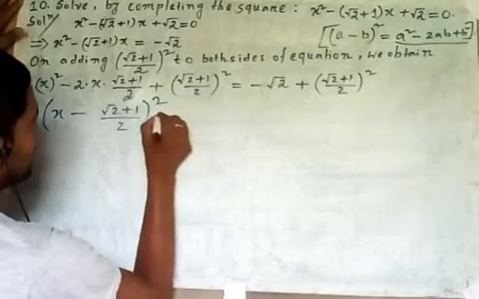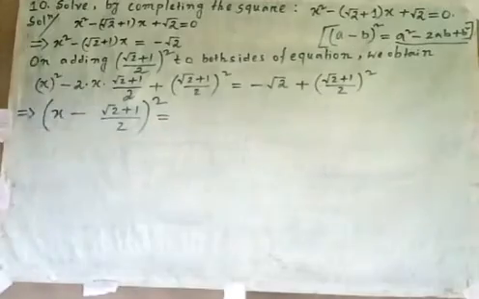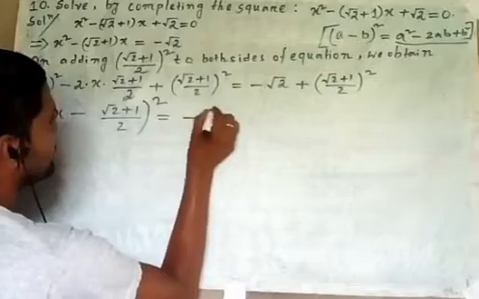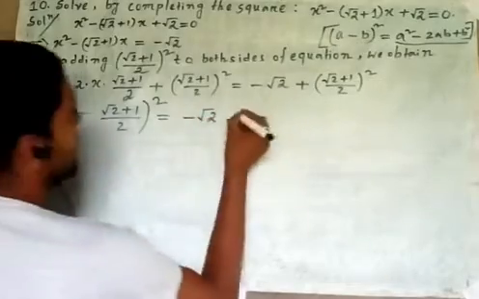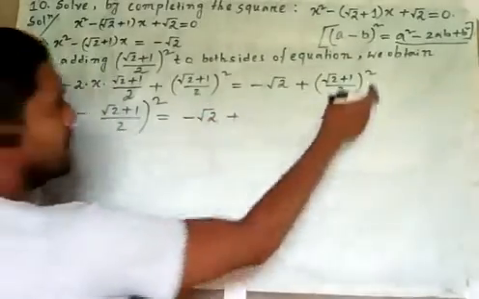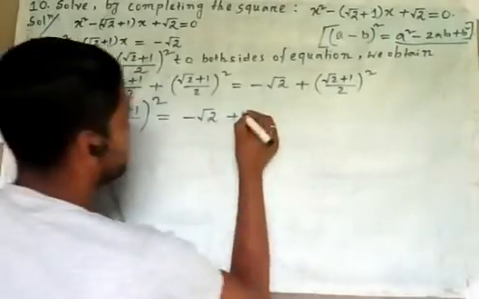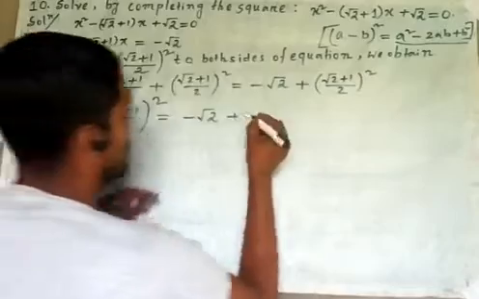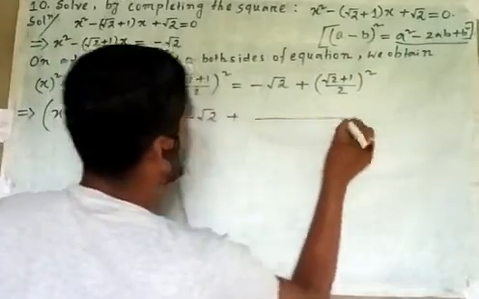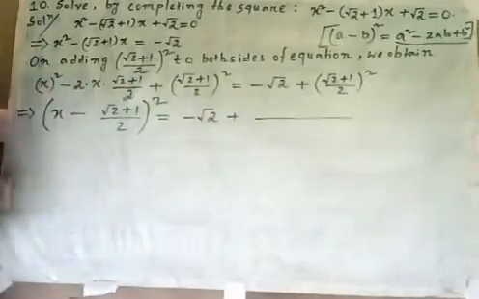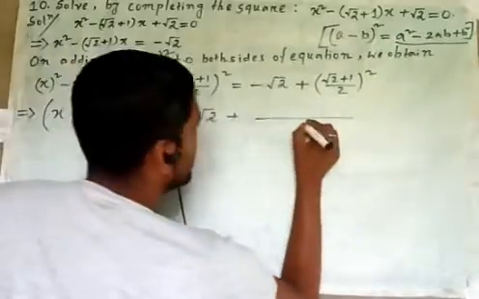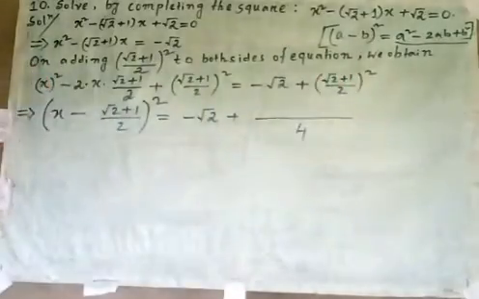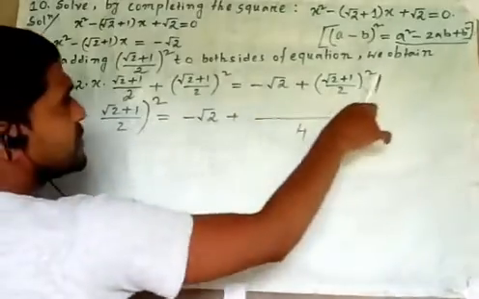After the equal to symbol, what is minus √2? This minus √2 is minus √2. Then plus, we will see this. What is this? (√2 + 1)/2. So 2 square means we will write 4. And (√2 + 1) whole square. It means what? (√2 + 1) whole square.